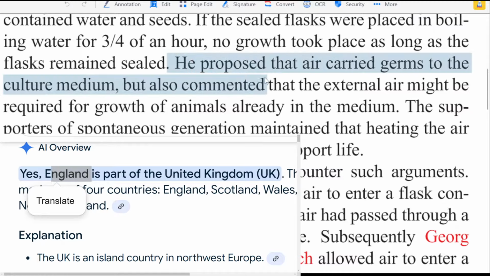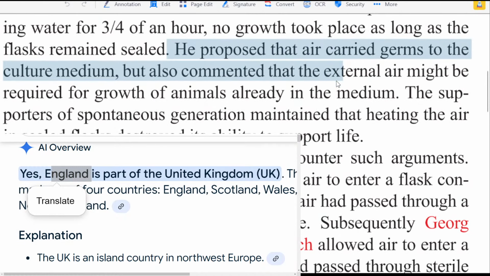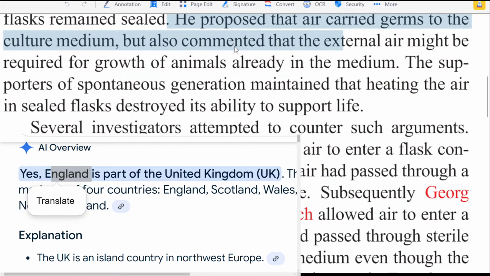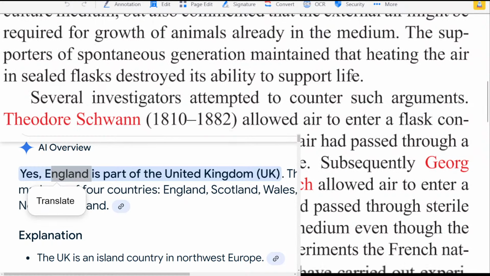He proposed that the air carried germs to the culture medium, but also commented that external air might be required for the growth of animals already in the medium. So he said maybe the air had the germs, so that's why no microorganisms grew when he sealed the flasks. But then again he said maybe the microorganisms didn't grow because they needed air, like animals, and he completely cut off the air from them. So he said two lines completely opposite of one another. He wasn't completely sure what was stopping the growth of the microorganisms, which we know these days was the heating process.